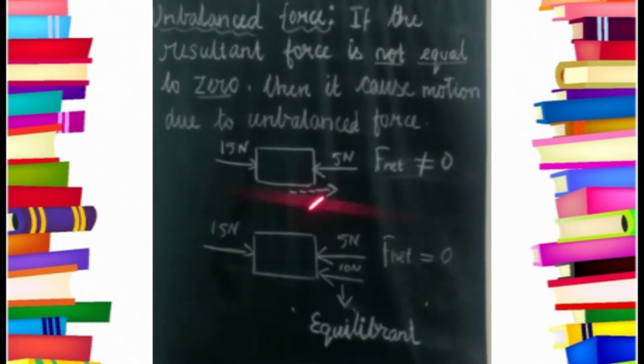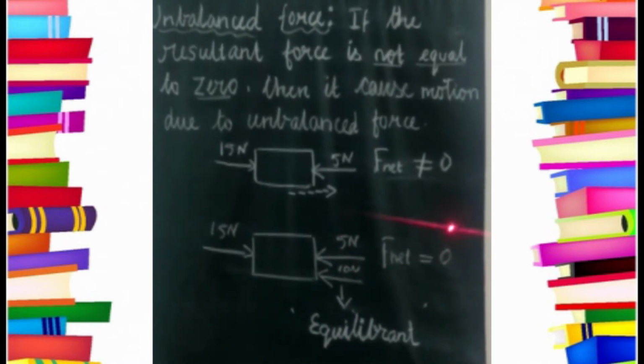Now in this case, the resultant force will be 0. Let us see the next topic, rotating effect of force. For this, let us take the door as an example. In all doors, there are two edges and one edge is fixed by a hinge. These are called the hinges. At the other end, we have a handle.